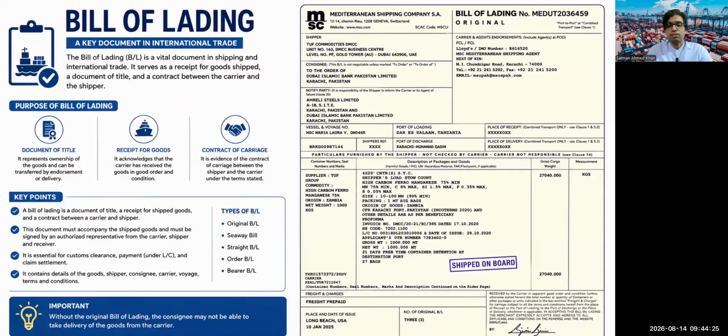The bill of lading is another important document, which is a key document in international trade. A bill of lading is a vital document in shipping and international trade. It serves as a receipt for goods shipped, a document of title, or we can say a contract between the carrier and the shipper. So the bill of lading is basically a document of title, a receipt for shipped goods, and a contract between a carrier and a shipper. So this is also a very important document.